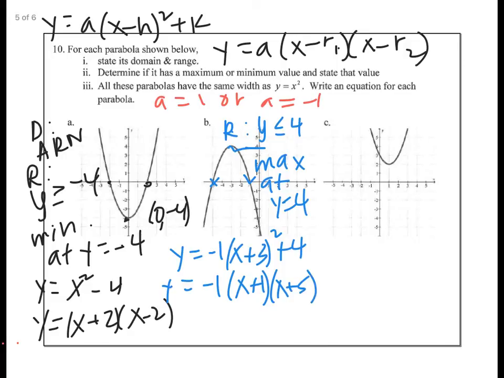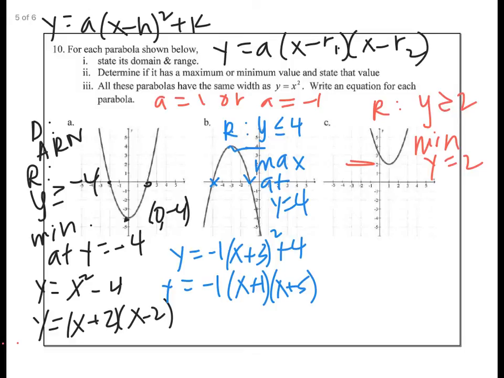Alright, let's look at our last one. Domain, all real numbers. Range here, it looks like I reach a minimum. That's our lowest point there. Our minimum's at y is equal to 2, so all of our other points on our graph have to be greater than or equal to 2.